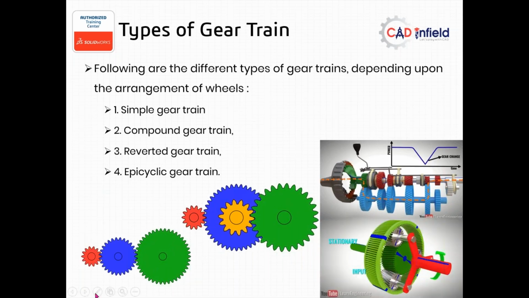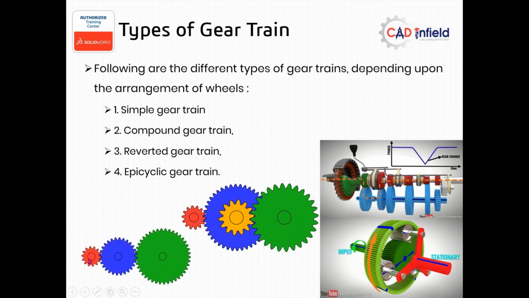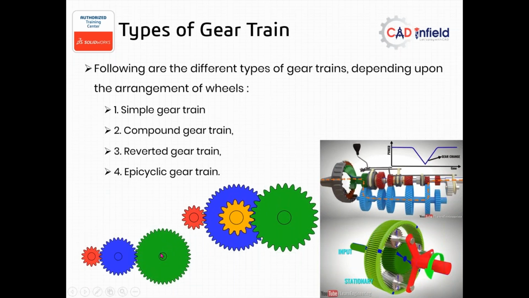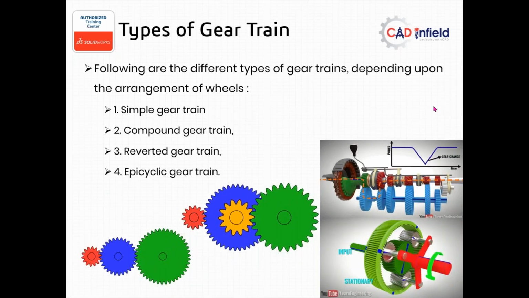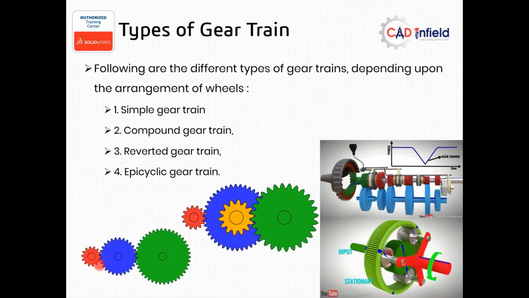First, here you can see a reddish color, blue color, and green color. I am highlighting this, so just concentrate on this. We have three colors here, and on each shaft we have one gear. The reddish gear is on a red shaft, the blue gear on a blue shaft, the green gear on a green shaft. So every shaft carries only one gear. That's called a simple gear train.